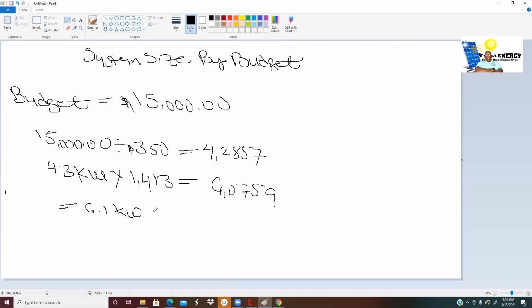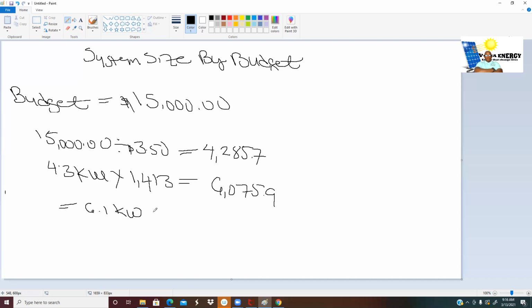Now, if the customer budget is a fraction of 15 grand, which is what? 7,500? It's simple. If you already know that 15 grand is going to get a customer a 6.1 system, 6.1 divided by 2, the customer gets a 3.1 kilowatt system. Leave the one. It's a 3 kilowatt system. The customer is going to get a 3 kilowatt system or a 6 kilowatt system.